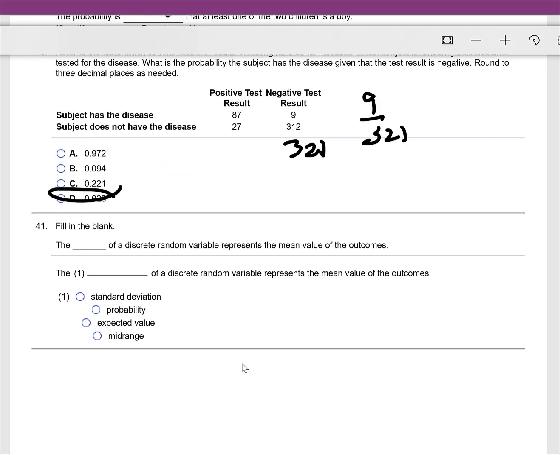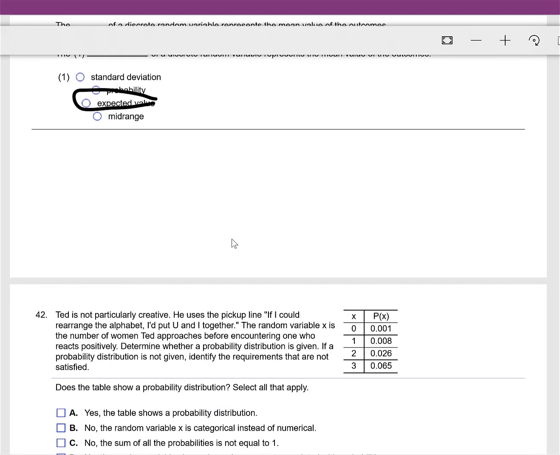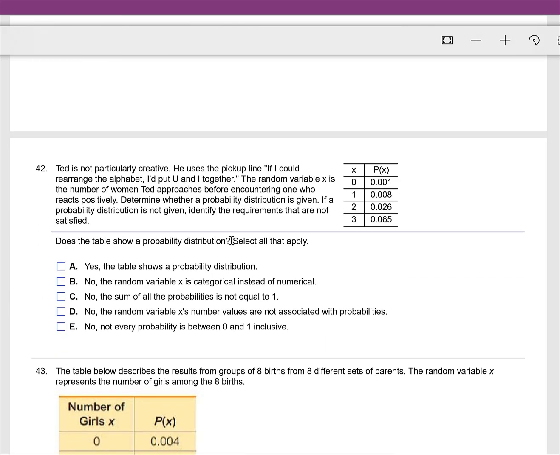Fill in the blank. The blank of a discrete random variable represents the mean value, and that's the expected value. The mean of a discrete random variable is called the expected value. Ted is not particularly creative. He uses the pickup line, if I could rearrange the alphabet, I'd put you and I together. The random variable X is the number of women Ted approaches before encountering one who reacts positively.